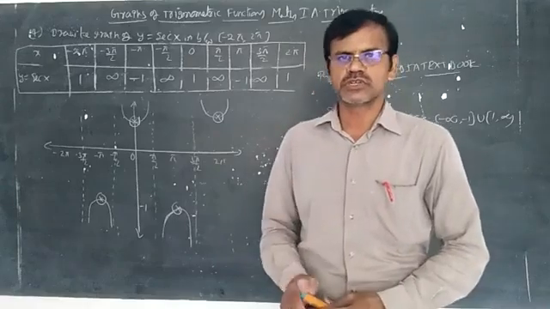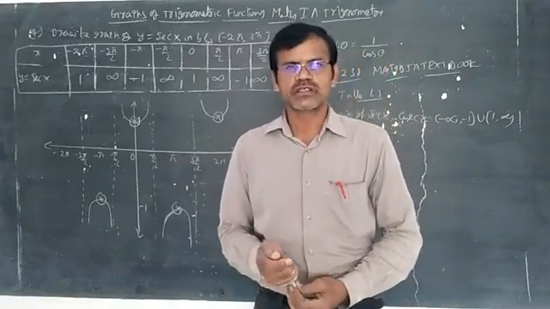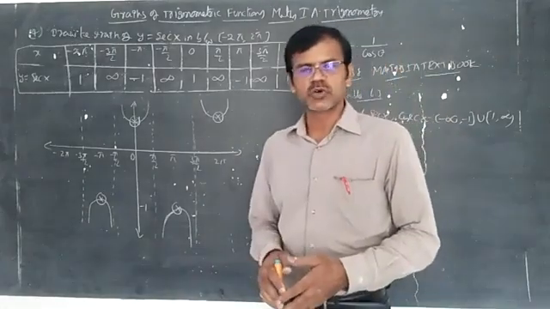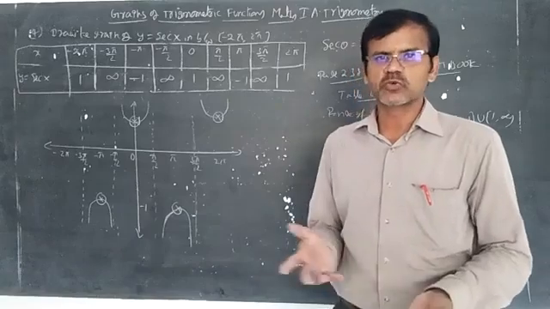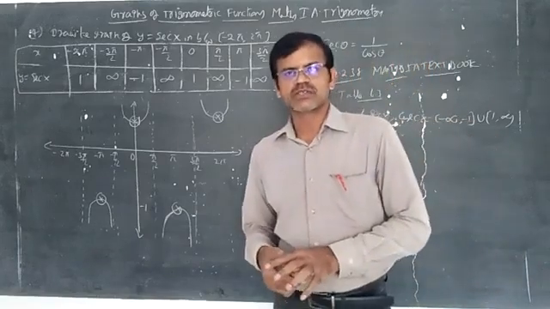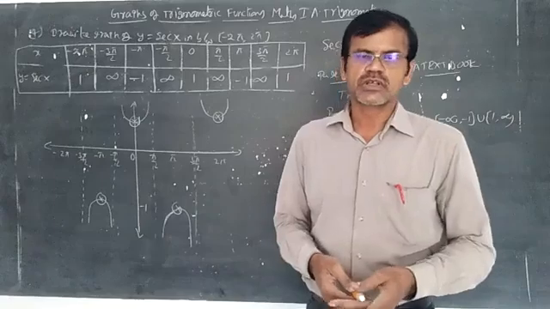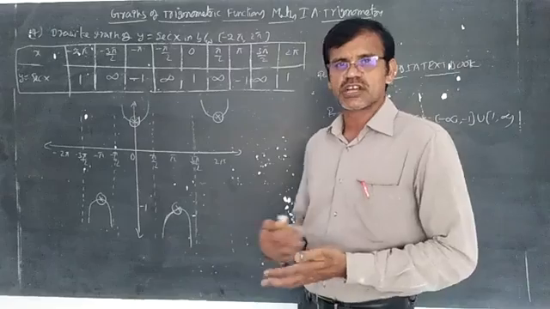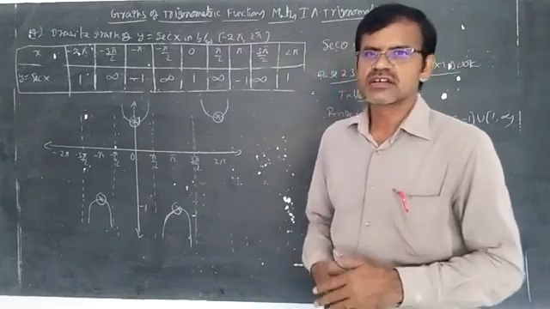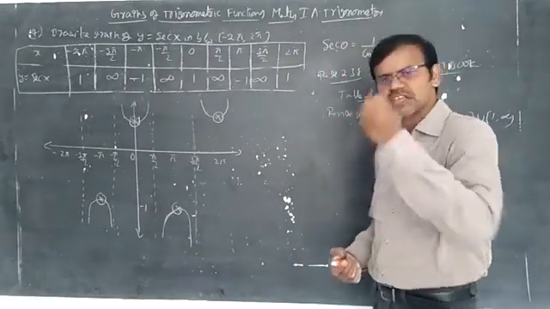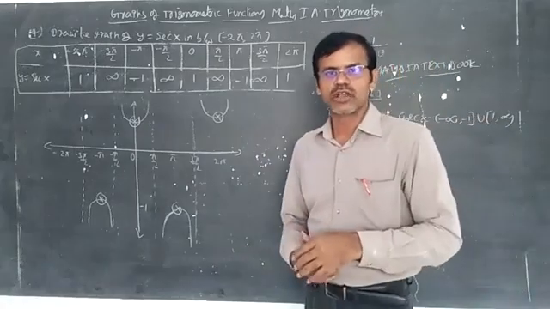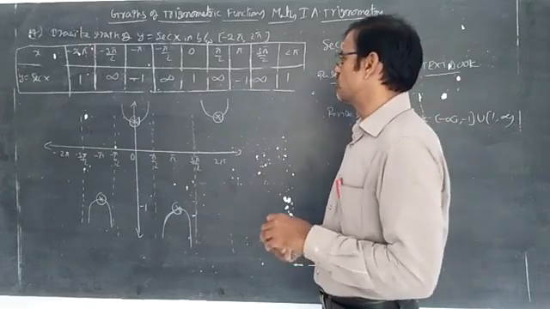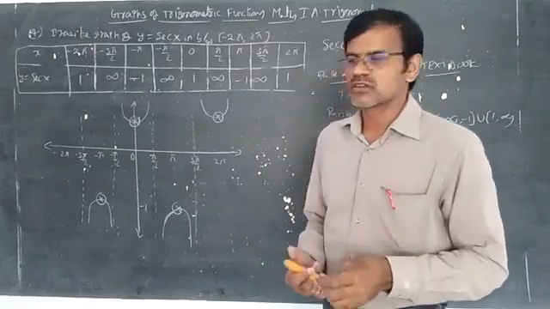Secant of how much is equal to 0? Even if you think for 2 days or 3 days, you will not get any value. Secant 0 is 1. Secant 30 is 2 by root 3, it is not 0. Secant 45 is root 2, it is not 0. Secant 60 is 2, it is not 0. Secant 90 is infinity, it is not 0. So you cannot get such a value between minus 1 and 1.